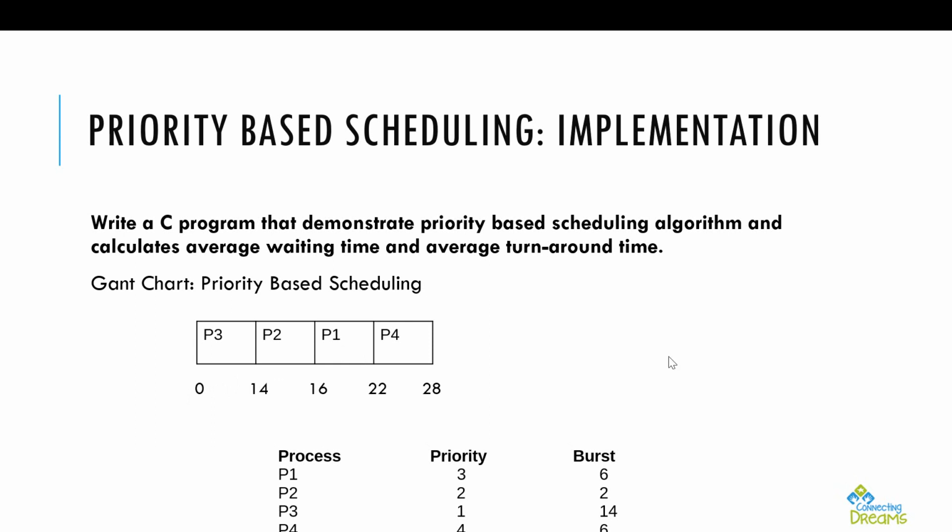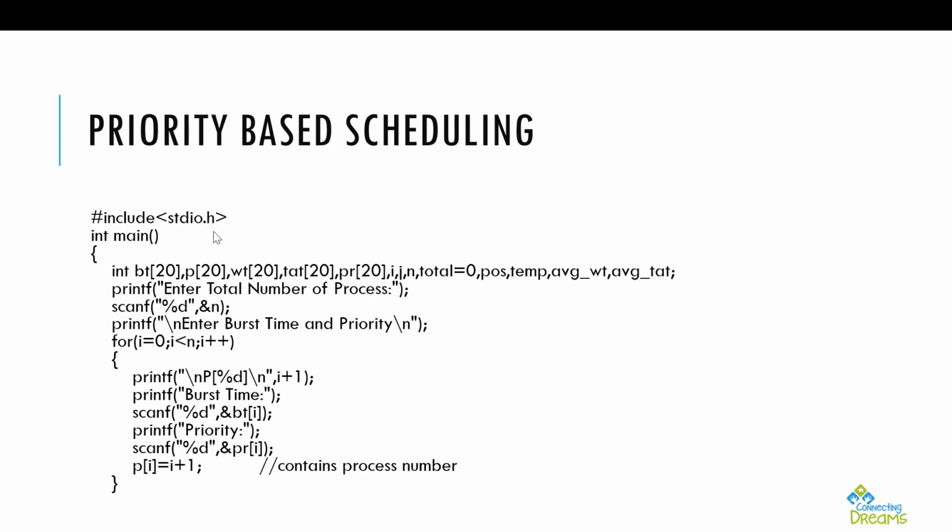Now we implement this understanding that we have acquired from the Gantt chart using a C program on the next slide. So here we have our regular #include <stdio.h>. Then we have the main function. In the main function we have certain arrays in which various elements like process, burst time, waiting time, and turnaround time would all be stored.